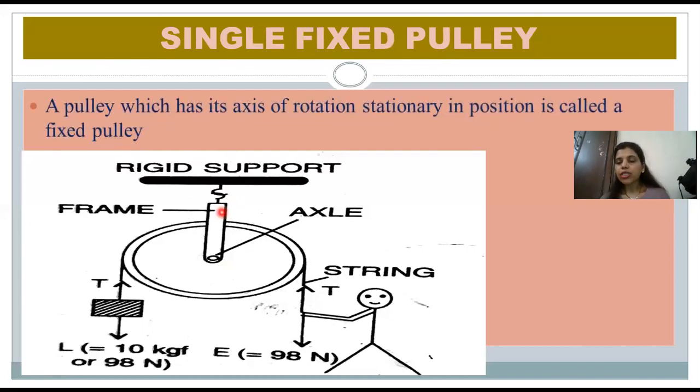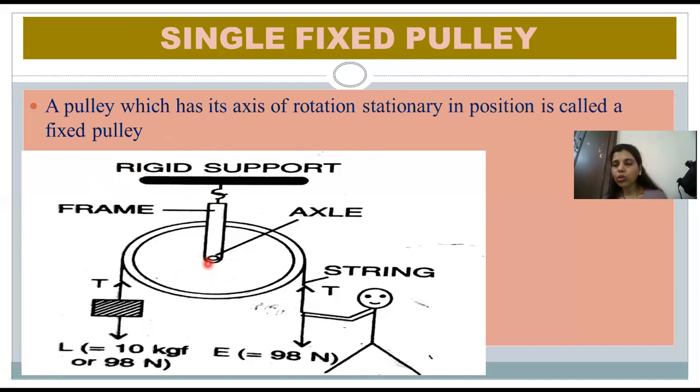Definition for the single fixed pulley, rarely asked, but you learn it. Not mostly it is asked. The diagram is important. So a pulley which has its axis of rotation stationary in position. You can see the axis of rotation is fixed. It's going to rotate always in this particular axis. So that's why it is known as a fixed pulley. And because there is only one, it's known as a single fixed pulley.